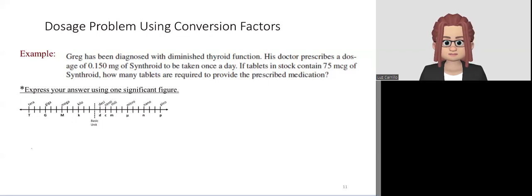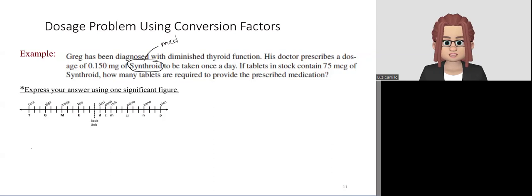It reads, Greg has been diagnosed with diminished thyroid function. His doctor prescribes a dosage of 0.150 milligrams of Synthroid to be taken once a day. If tablets in stock are 75 micrograms of Synthroid, how many tablets are required to provide the prescribed medication? So even though there's a lot of words in this problem, let's establish what is the information given. We have a medication. The name of the medication is Synthroid. So I'm going to label or shorthand it as a med.